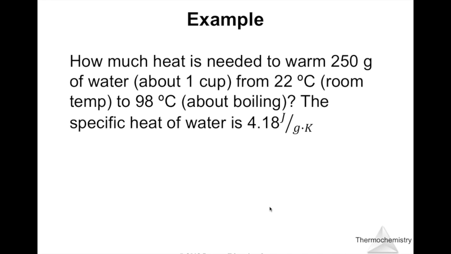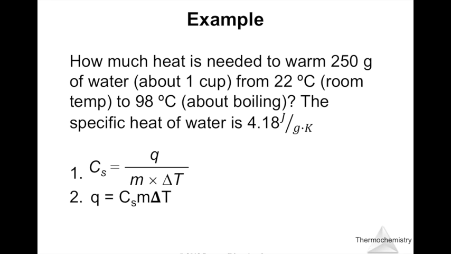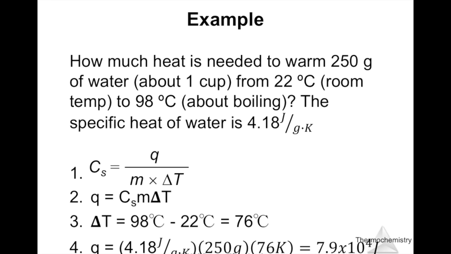So let's look at an example of this. How much heat is needed to warm 250 grams of water from 22 C to 98 C? And the specific heat of water, like we just said, is 4.18 joules per gram Kelvin. So how do you do this? All right, so this is the equation you're going to be using. Since we're interested in heat, we can rewrite it to solve for heat, solve for our Q. We have our specific heat of water. We have our mass, 250 grams. We just got to figure out what our delta T is. 98 minus 22, 76 degrees C. So just plug everything in and solve for it. And the amount of heat needed to raise that much water that temperature is 7.9 times 10 to the 4th joules.